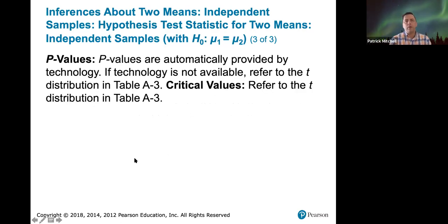All right, p-values. So remember the p-value approach for hypothesis testing. It's going to work very similar to how we did it in section 8.3, I believe that was. P-values are automatically provided by technology. If technology is not available, refer to the t-distribution in table A3. And remember that if you're using table A3 to get a p-value, all it gives you is a range. So I tend to prefer technology, but I will leave it up to you to do it whichever way you're comfortable. Critical values we can get from table A3. Don't need technology for that.